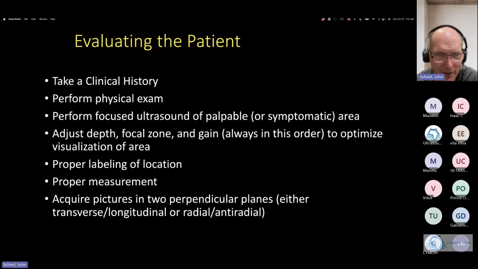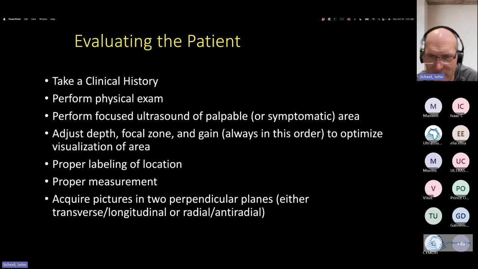And then you properly label the location on your imaging. And then you do proper measurements. And then you acquire pictures in 2 perpendicular planes, either trans or longe, or radial and anti-radial.